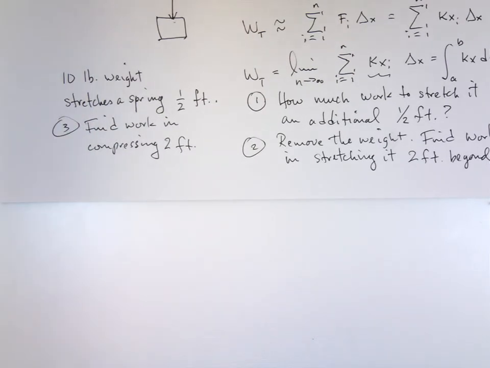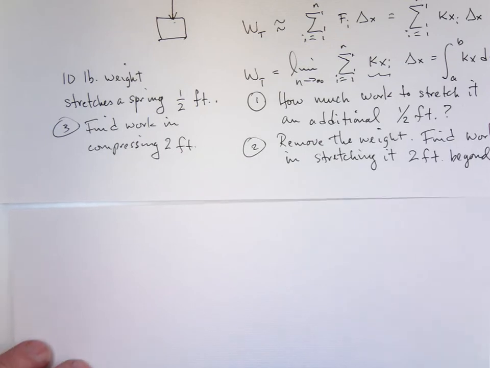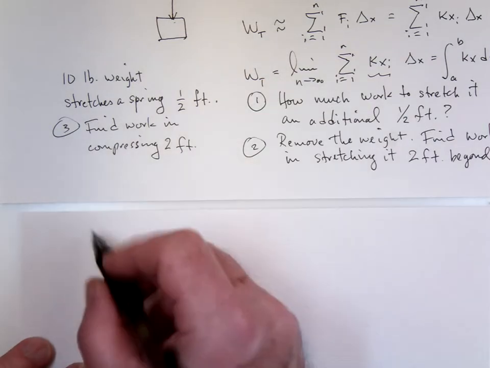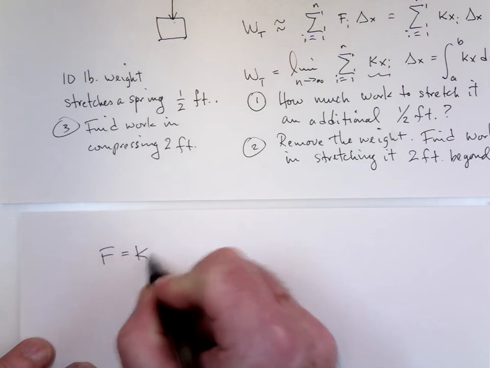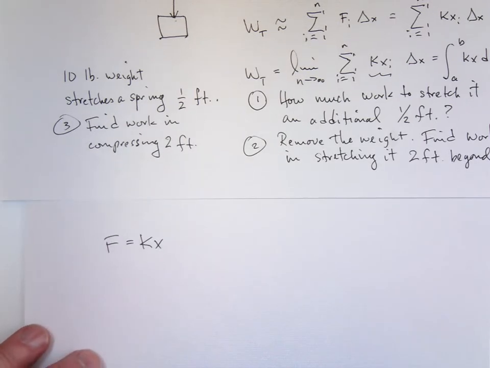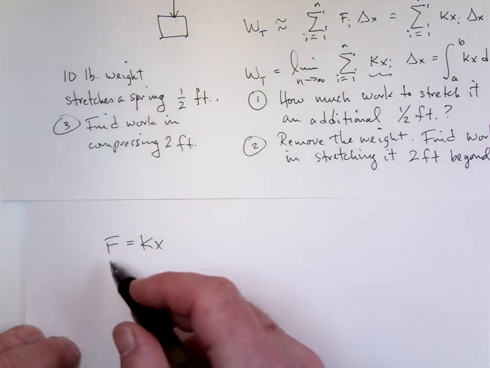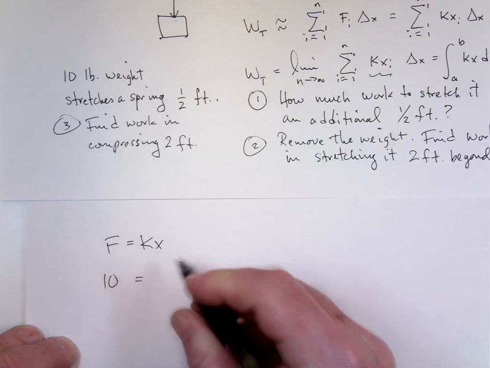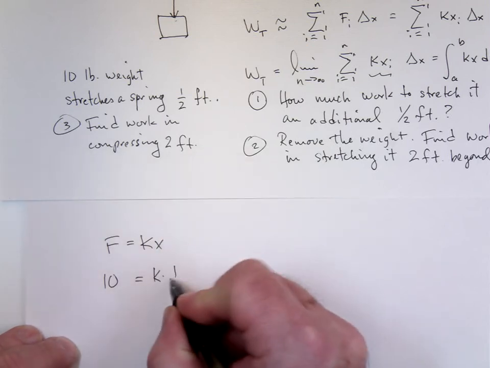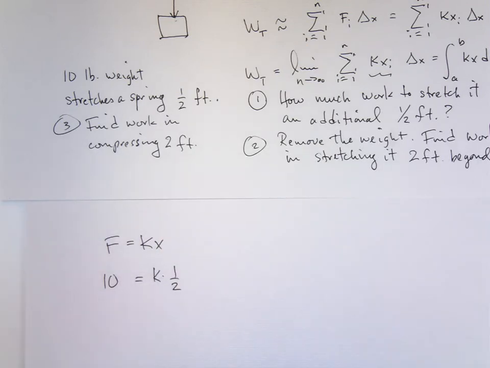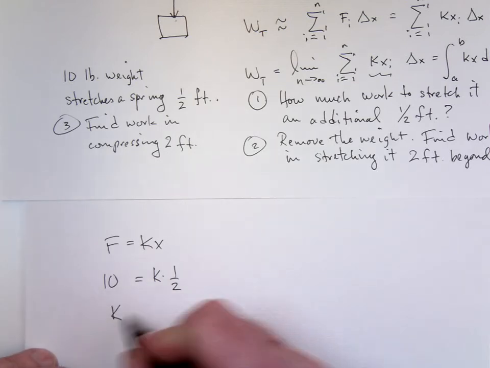All right, the first thing you're going to have to do in these problems is to find k. This is by Hooke's law, force F equals kx. What are we given? We're given the fact that a 10-pound weight, that's our force, stretches it 1/2 foot. So k is equal to 20. That's the spring constant for this spring, 20.